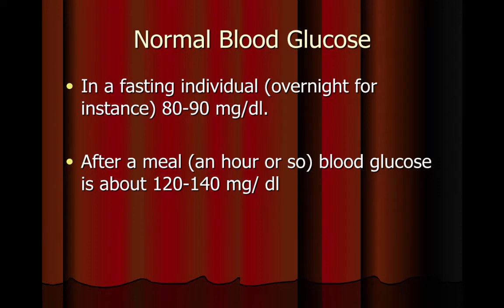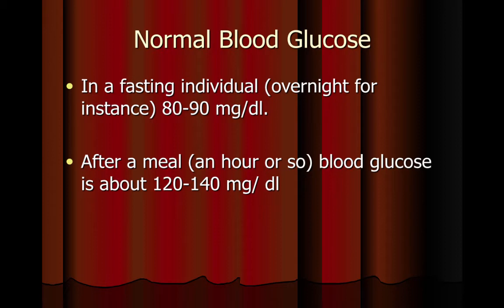So normal blood glucose, the average for a fasting individual, for instance, is 80 to 90 milligrams per deciliter. And after a meal, about an hour to 90 minutes, blood glucose gets to about 120 to 140 milligrams per deciliter.